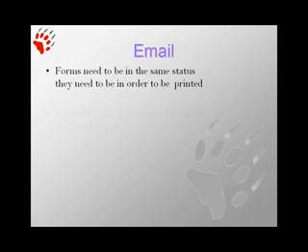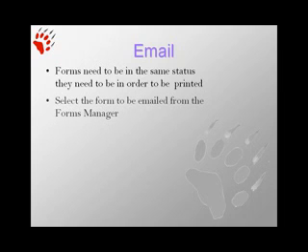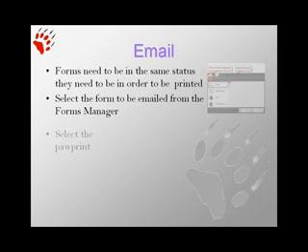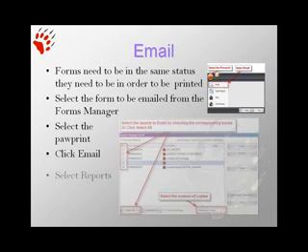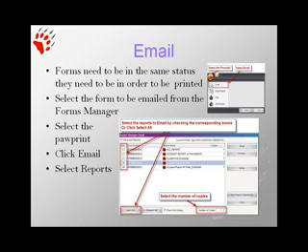Okay. Something new in TraCS 10 is the ability to email. To email a form, it needs to be basically in a printable status. So if you can print it, you can now email it. Right? Now this works with most standard email applications. It does not work with web-based email applications. So if you're using Hotmail or something along those lines, this is not going to work.